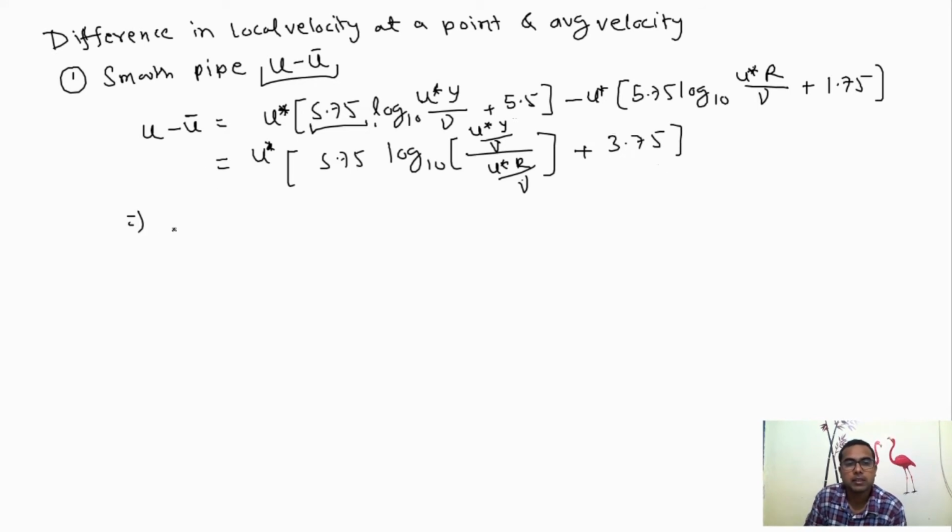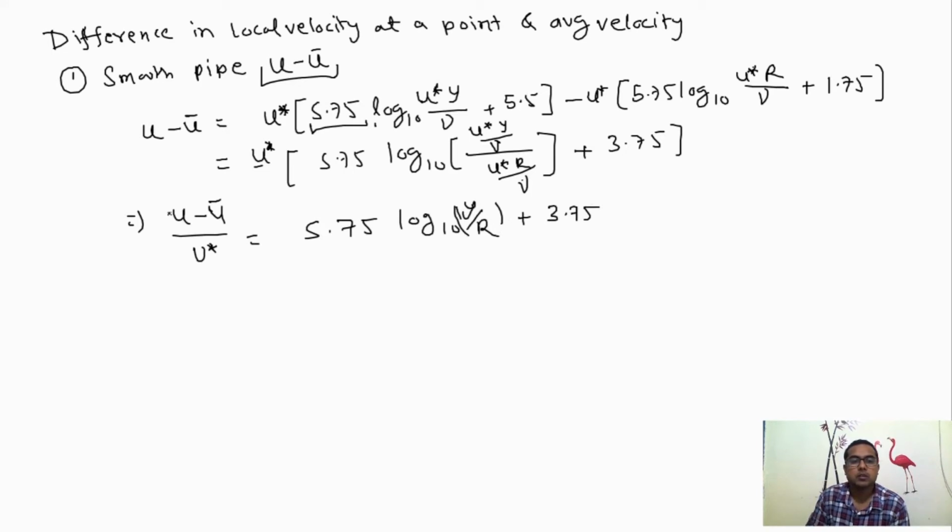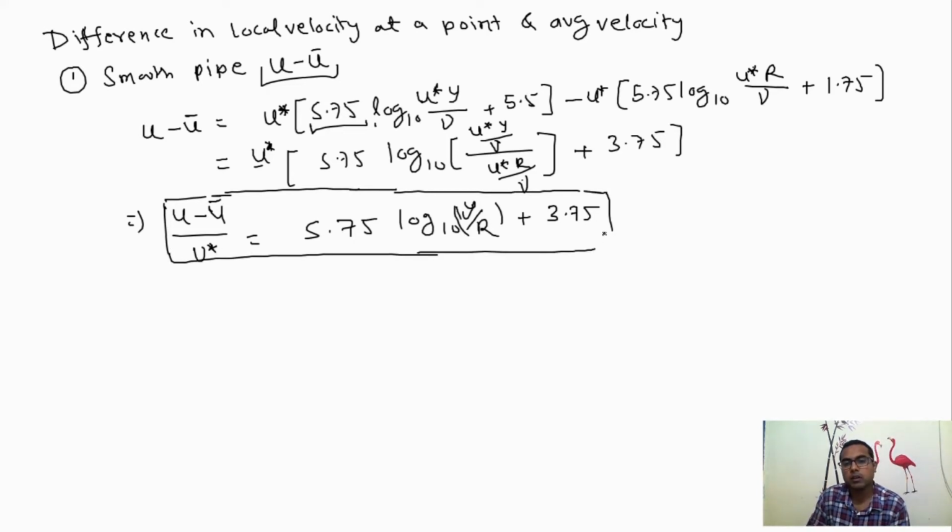and plus the difference in these two constant terms, that is 3.75, right? So here you can see the distribution: u minus u bar, divided by the shear velocity, equals 5.75 log base 10 of y divided by R, plus this constant value, right? So this is the expression we get for the smooth pipes, and let's do it for the rough pipe.